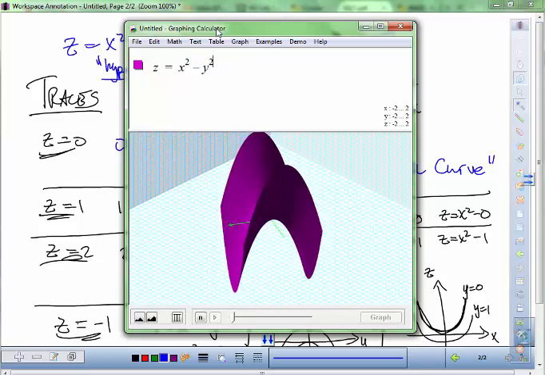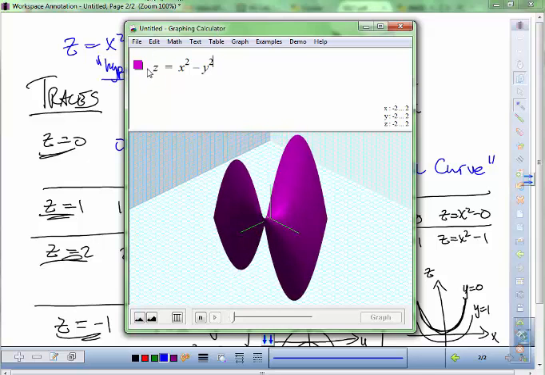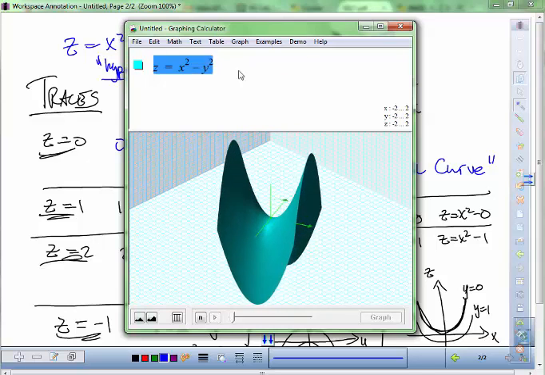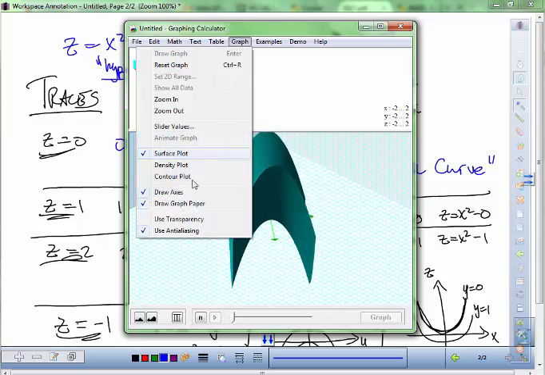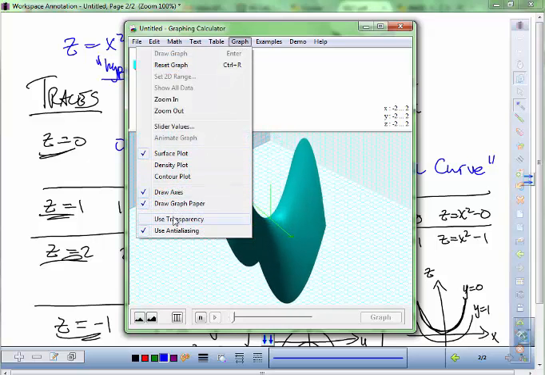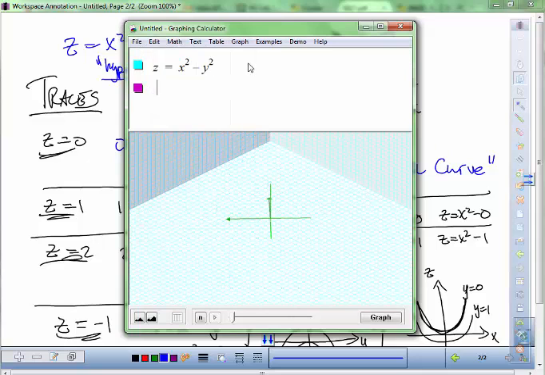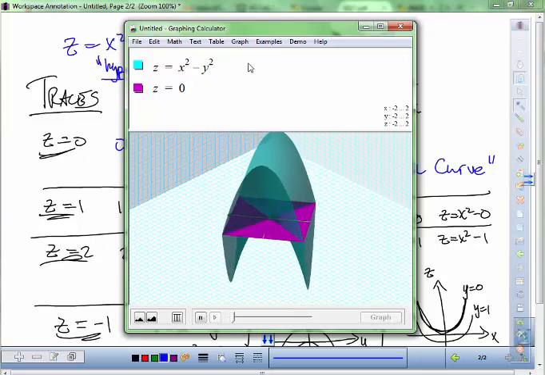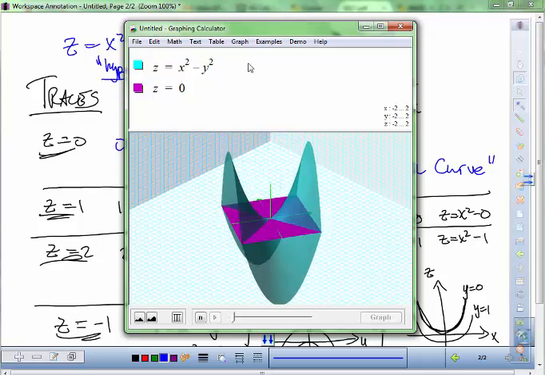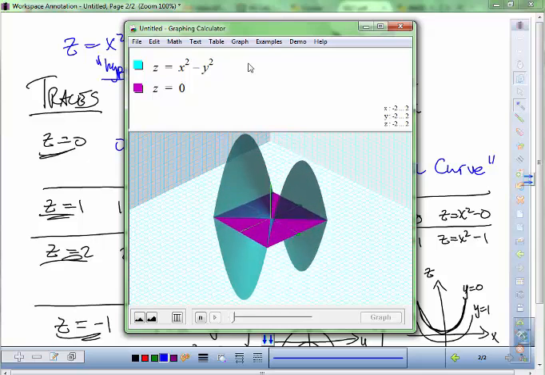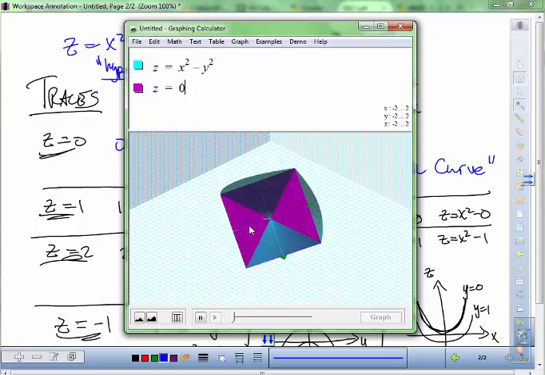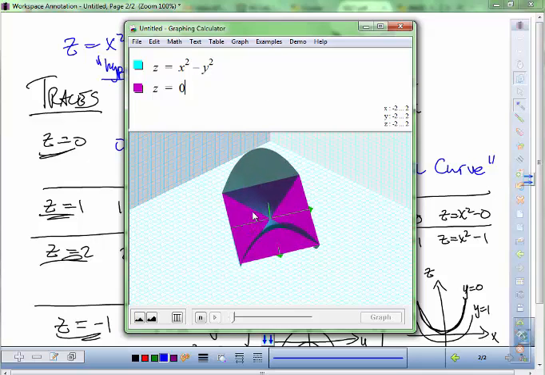So this is the graph that we're looking at. Now, the first thing we did was we cut it with a z is equal to 0 plane, right? And if you cut it with a z is equal to 0 plane and take a look at it from the top, there's those two lines that we were just talking about.